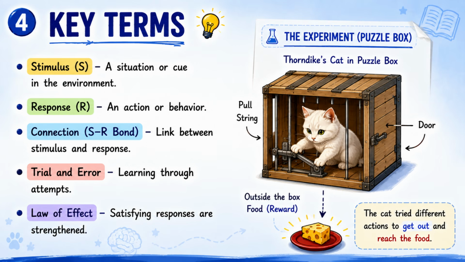Finally, we have the law of effect. According to Thorndike, responses that produce satisfaction or reward become stronger and are repeated, while unsuccessful responses are gradually eliminated.